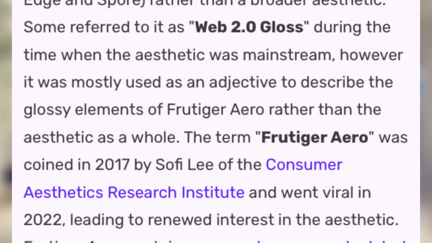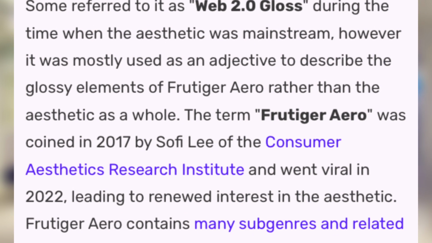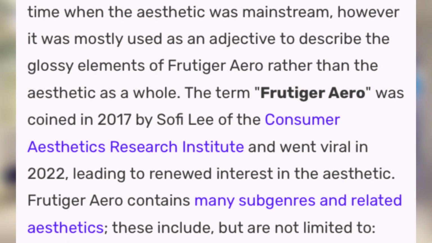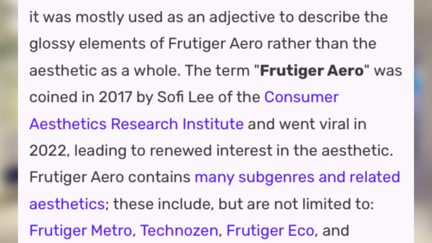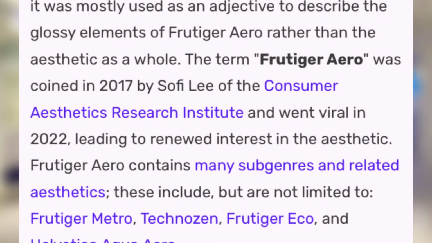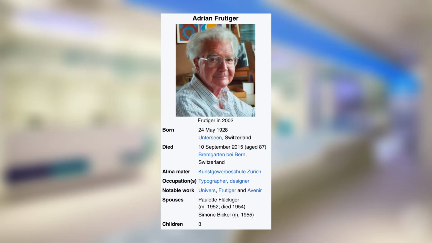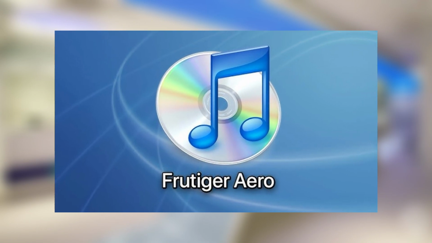The term Frutiger Aero was coined in 2017 by Sophie Lee of the Consumer Aesthetics Research Institute and went viral in 2022, leading to renewed interest in the aesthetic. Frutiger Aero contains many sub-aesthetics which include but are not limited to Frutiger Metro, Technozen, Frutiger Eco, and Helvetica Aqua Aero. Frutiger Aero is named after Adrian Frutiger, who created the Frutiger fonts commonly used alongside Frutiger Aero.